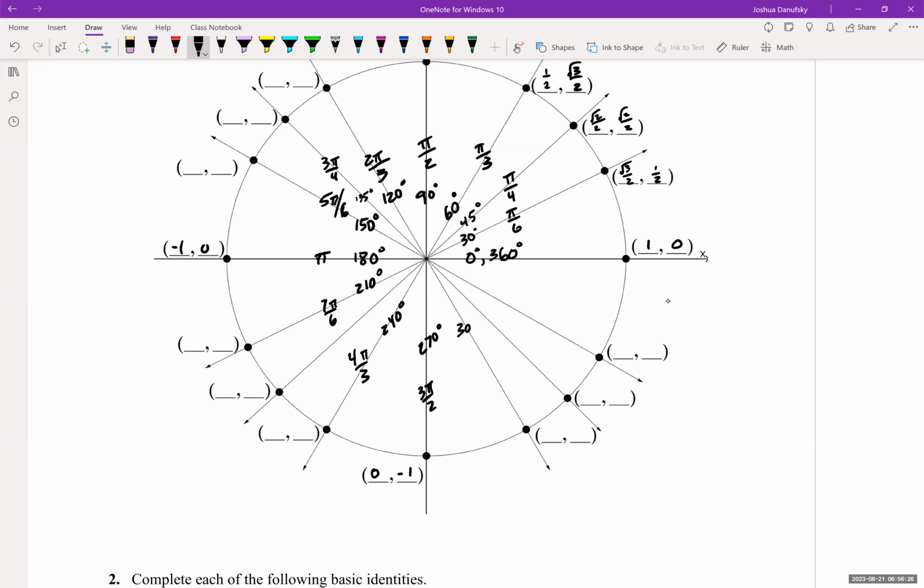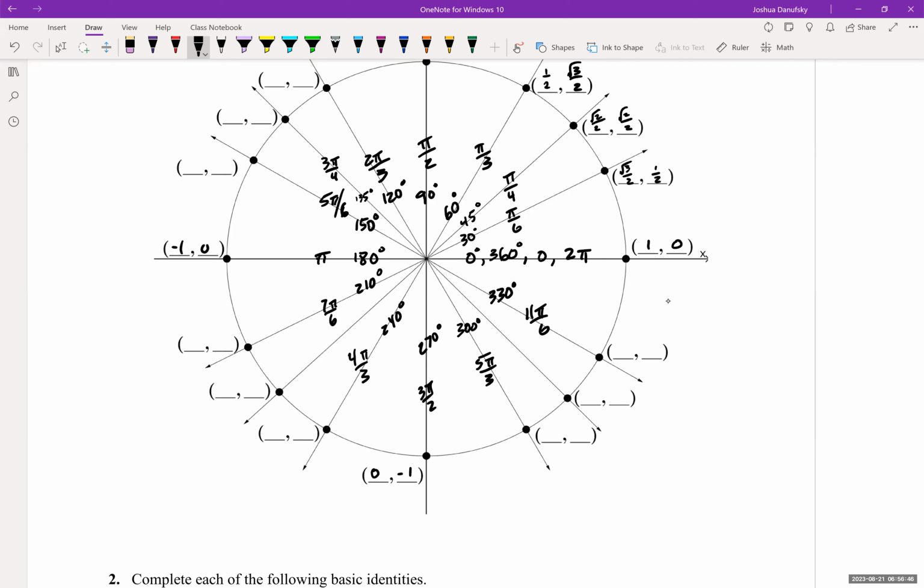Here we have 300 degrees, which is 5 pi over 3. And then here we have 330 degrees, which is 11 pi over 6. And then here we're at 0 radians or 2 pi radians for all the way around.